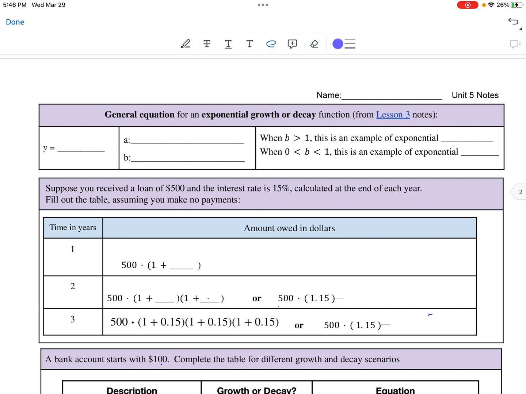opportunity to write the general equation for exponential growth again. We've done this several times now on several different note sheets, so we're getting lots of practice. So pause the video and do this on your own. See if you know it. You'll need to know it for the test.